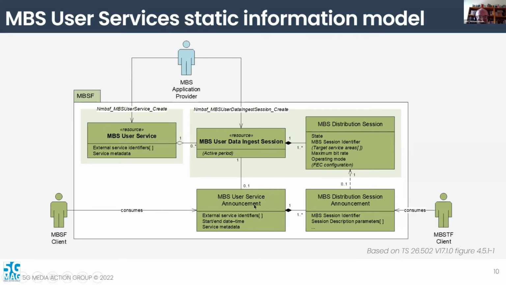And then when it's time to advertise it, there's a two-level advertisement. So there's a high-level user service announcement with some of the information from the user service and elsewhere. And then there's a lower level distribution session announcement for each of the distribution sessions that make up your user service. And the basic idea is that the MBSF client is the thing that's consuming this high level information, and that maybe allows it to tell the application.